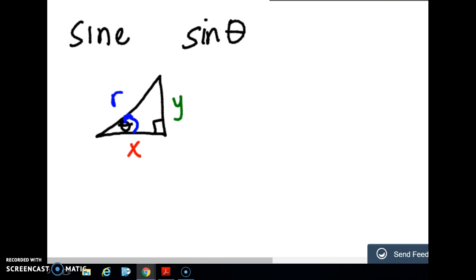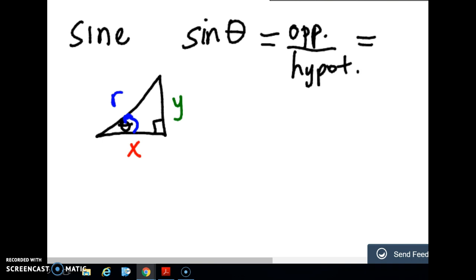So the sine of theta is the opposite side over the hypotenuse, or Oscar had, which in this case would be represented by, here's theta, the side that is opposite it is y, and the hypotenuse is r. So the ratio or the size of sine would be found by y divided by r.